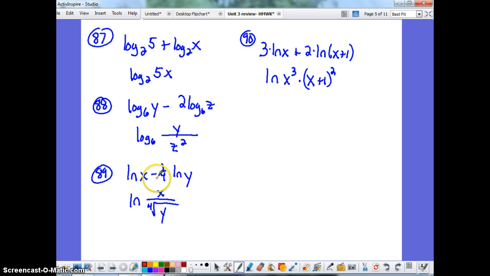89, again, the minus sign means it's going to be a division, so you're going to have a fraction, so it's ln of x on the top, the y is on the bottom as a radical 4th root because it was y to the 1/4 if you bring this back up and then kick that out. Last one, number 90 here, is going to be, again, the addition becomes multiplication, that's x to the 3rd, and then x plus 1 squared, and you can leave it like that for your answer.